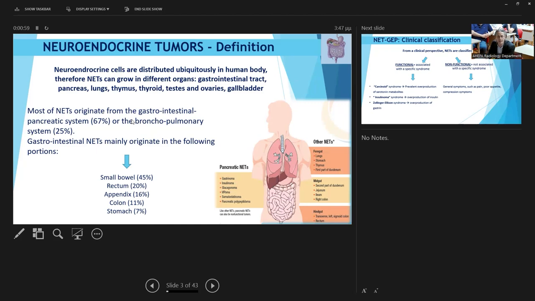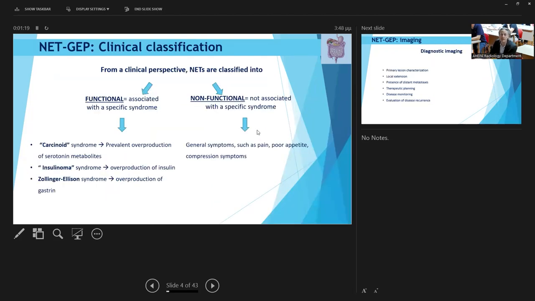Regarding the gastrointestinal localization, the small bowel is the typical site of this kind of tumor, and especially the last tract, the distal ileum. That will be important in the next slide, to decide which kind of protocol we should use to make the correct diagnosis. Regarding neuroendocrine tumors, something that must be highlighted is that, from the clinical perspective, the patient may have a functional syndrome. So we talk about functional neuroendocrine tumors and non-functional neuroendocrine tumors.